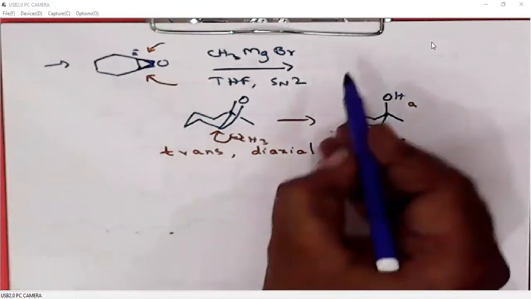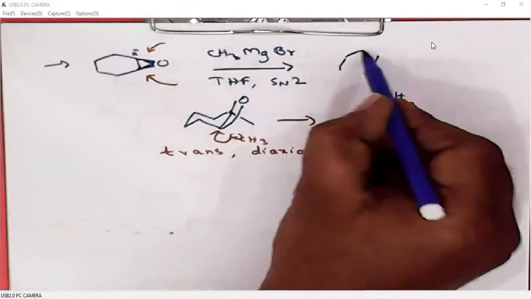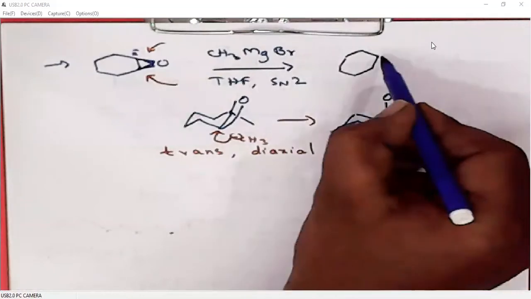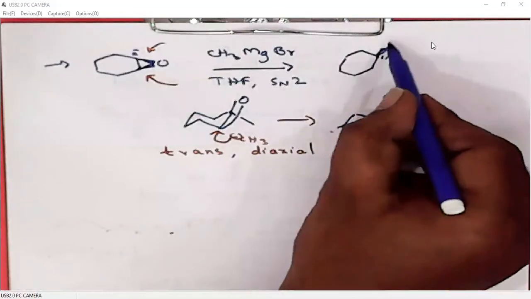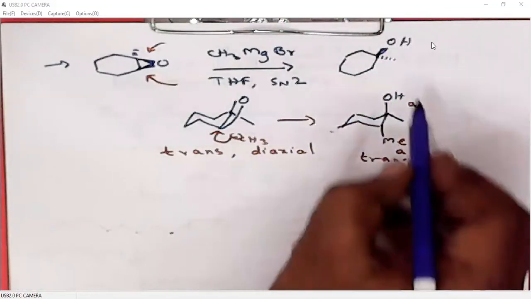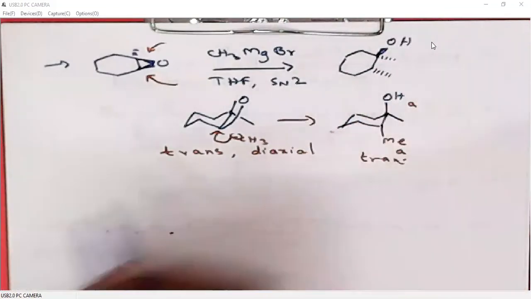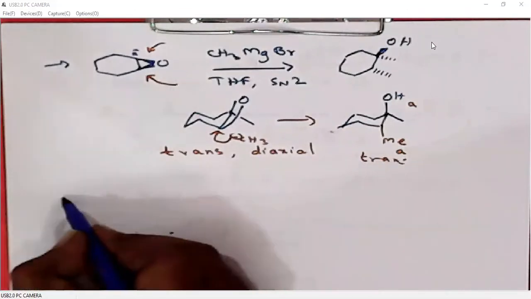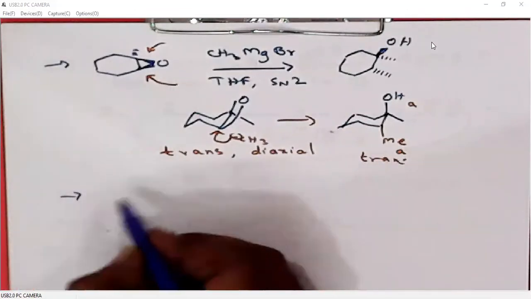So how do we write the stereochemistry here? We haven't changed the stereochemistry of the methyl group. The alcohol is there, and we also have a methyl group here. So this is the product. Now I will give you similar problems. You practice them.